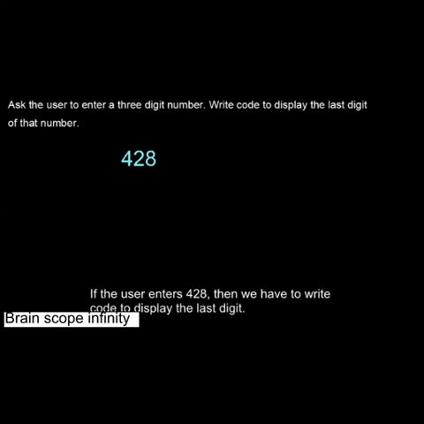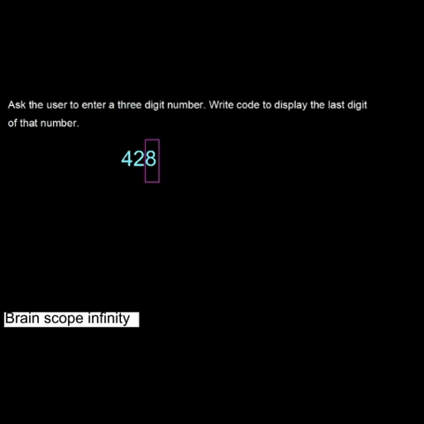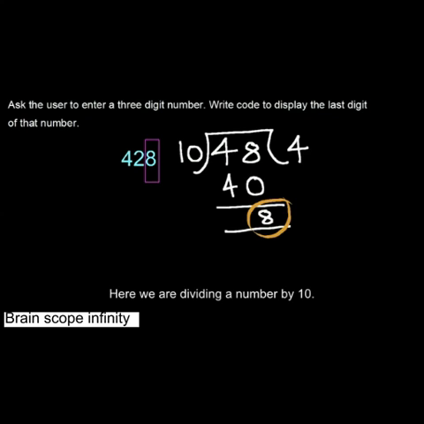If the user enters 428, then we have to write code to display the last digit. The output display should be 8 in this case. So we have to display only the last digit. Here we are dividing a number by 10. The remainder, as we can see, is 8. The last digit is the remainder.